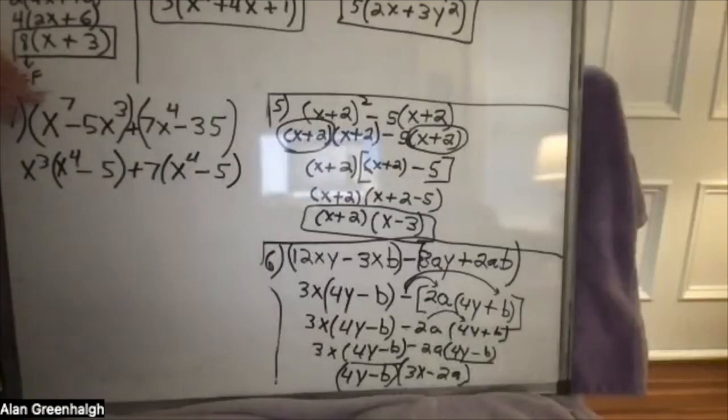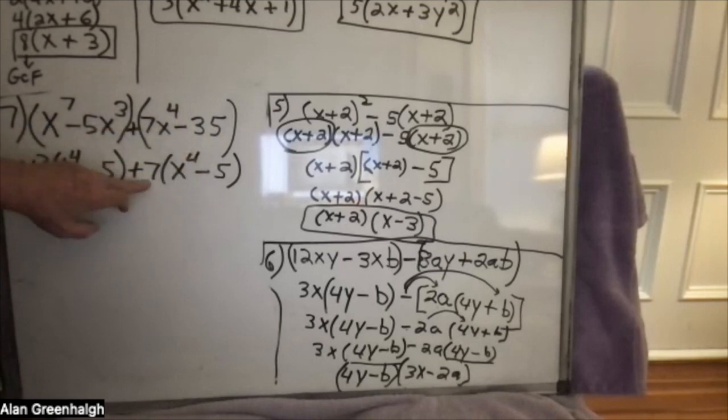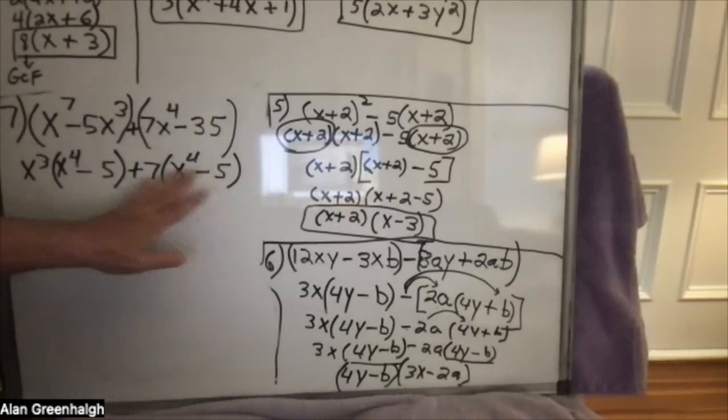Okay, so let's go back. The common factor for these two terms would be x to the 3rd. And that works because 3 plus 4 is 7, and then 5 times x to the 3rd is 5x to the 3rd. Good. Now we go over here, and in these two terms, we could take out a 7, and you're left with x to the 4th minus 5. So that's good. That makes sense.